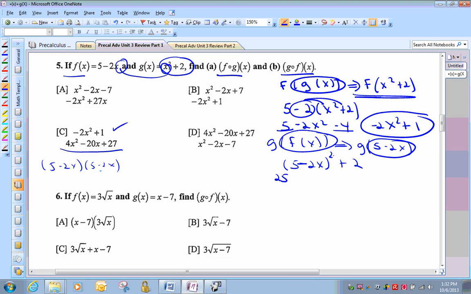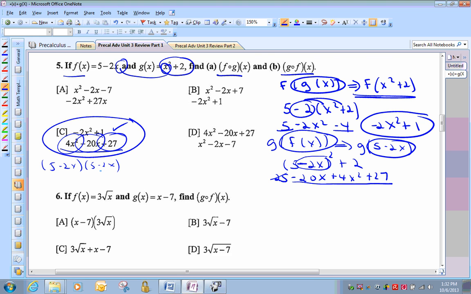Negative 10x times 2 would be negative 20x. And then take the last term, which is negative 2x, and square it. That'd be negative 2x times negative 2x would be positive 4x squared, and then still plus 2. So we're going to combine that with the 25, and that's going to become a 27. And we have negative 20x plus 4x squared. So positive 4x squared, negative 20x, a positive 27. That matches up to what we thought.